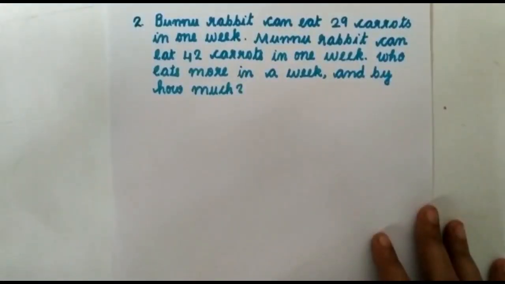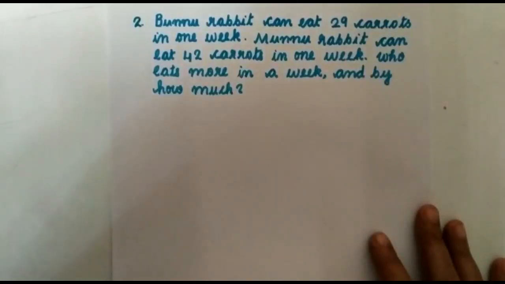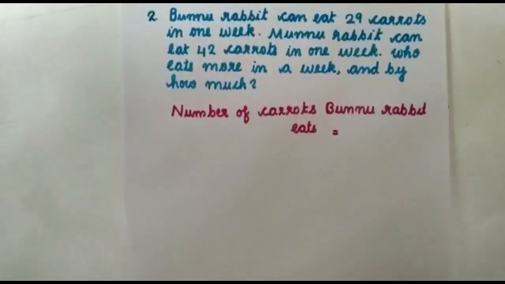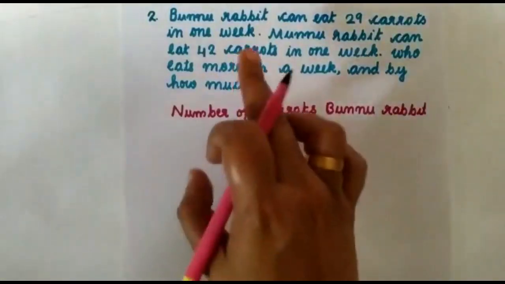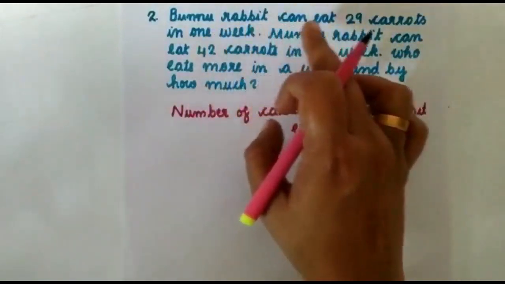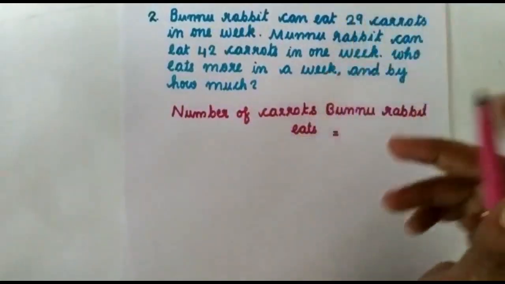Second question. Bunu rabbit can eat 29 carrots in 1 week. Munu rabbit can eat 42 carrots in 1 week. Who eats more in a week and by how much? Next we have to write the steps. So first step is number of carrots Bunu rabbit eats. So number of carrots Bunu rabbit eats is equal to 29.